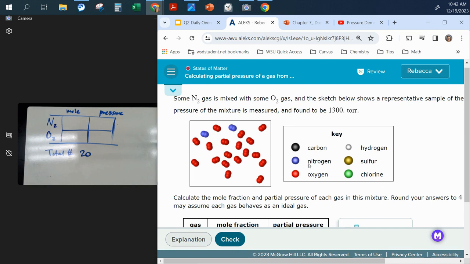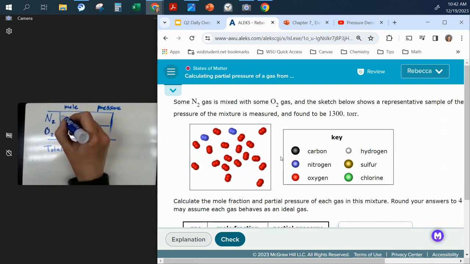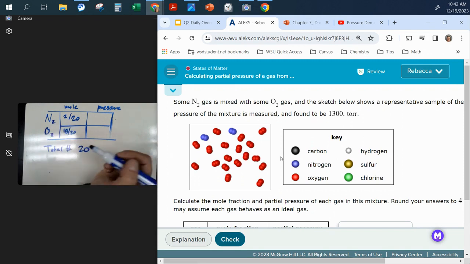So the first thing that I need to do is make sure that I'm using the key. So I have nitrogen gas, I have 2 of those. And then I have oxygen gas. If I have 20, then I have 18. So then I just find the fraction. So the mole fraction is, I have 2 out of 20 are nitrogen. I have 18 out of 20 are oxygen. So that's pretty easy. Just counting.